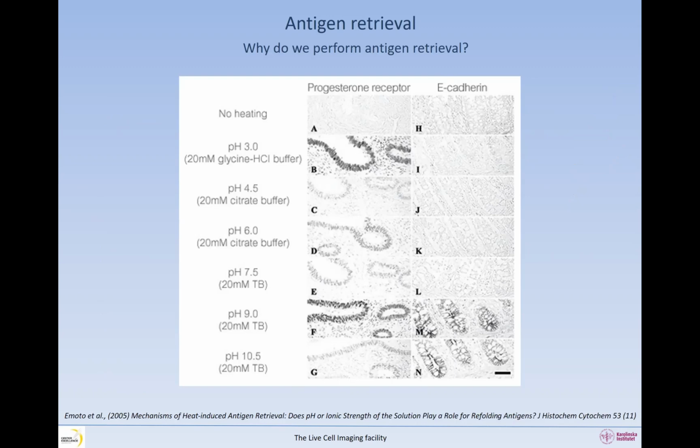And here is just an example where, by changing the concentration and the pH in the buffer between different antigen retrieval buffers, you can see how the staining changes. For example, for progesterone, you already see staining at pH 3, but nothing at pH 4, 5, and 6. Then you use a different buffer and again you see two totally different stainings, because the buffers and the pH work differently.